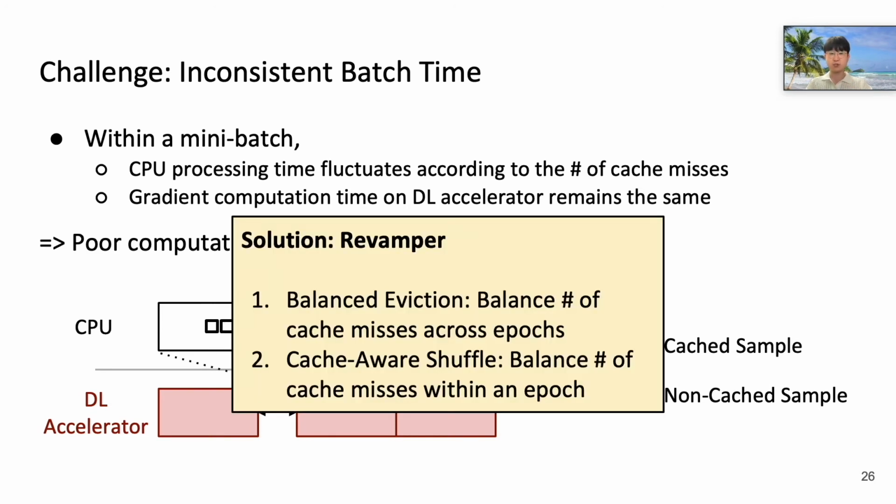To solve this problem, we propose Revamper. Revamper supports two distinguished features, the balanced eviction and the cache-aware shuffle. The two techniques help balance the number of cache misses across the epochs and within an epoch, respectively.